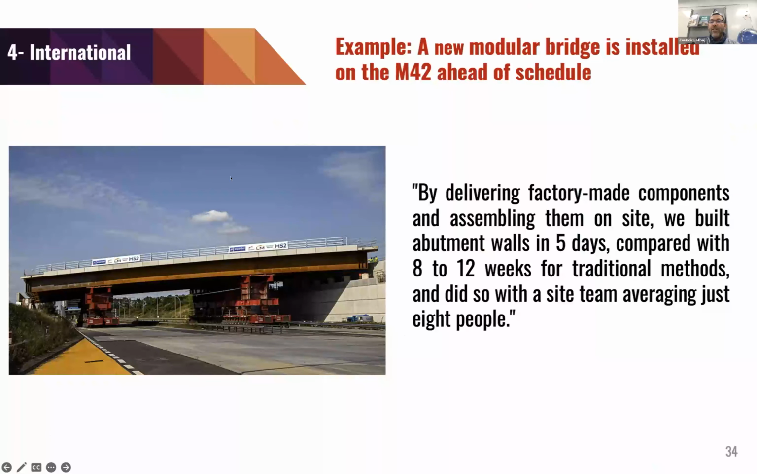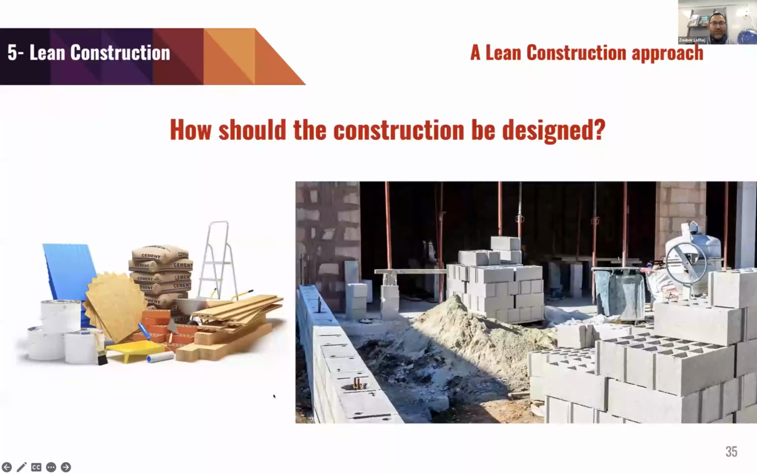Example, a new modular bridge is inaugurated on the M42 ahead of schedule. Sorry for my pronunciation. By delivering factory-made components and assembling them on site, we built abutment walls in 5 days, compared with 8 to 12 weeks for traditional methods, and did so with the site team averaging just 8 people. These are really very interesting results to know.